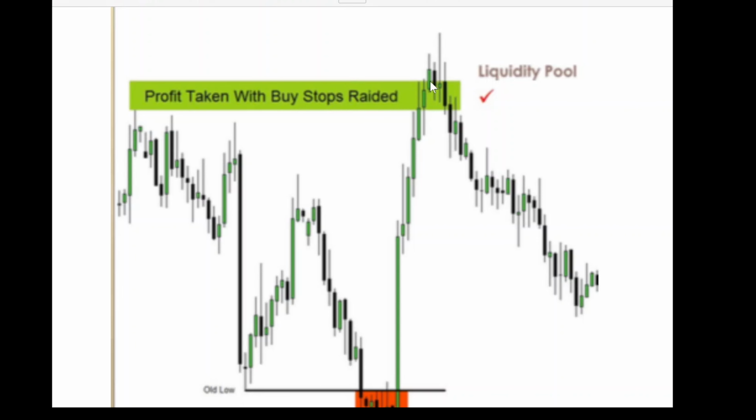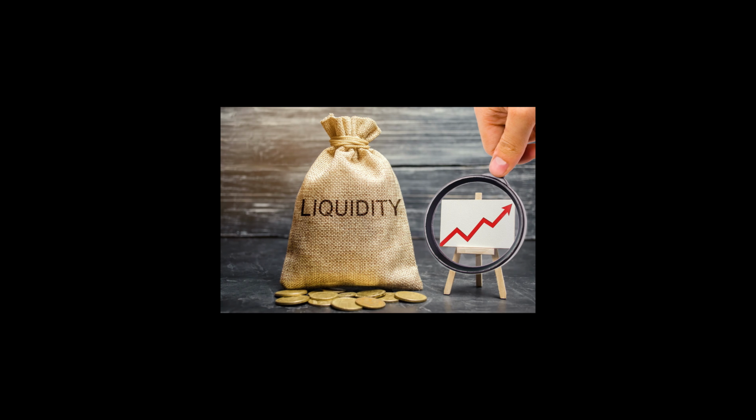And for the green zone too, this was a resistance. It ran above the resistance and took out buy stops. Buy stops were lying here. That is, retailers are going to say, oh, the market is in an uptrend, so let us add more buys. And then they add buys, put their stop loss around there, and then the market takes them out and goes in the opposite direction. So that is what we call a liquidity pool. So I hope you've understood this. We'll go to the chart to identify a liquidity pool.